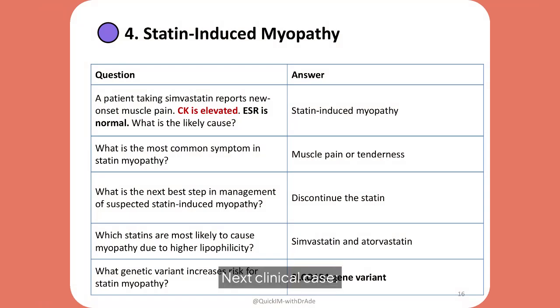Next clinical case. A patient taking simvastatin reports new onset muscle pain. CK is elevated. ESR is normal. What is the likely cause? Answer is statin-induced myopathy. What is the next best step in management of suspected statin-induced myopathy? Answer is discontinuing the statin is the next step. Simvastatin and atorvastatin are more likely to cause myopathy due to higher lipophilicity.